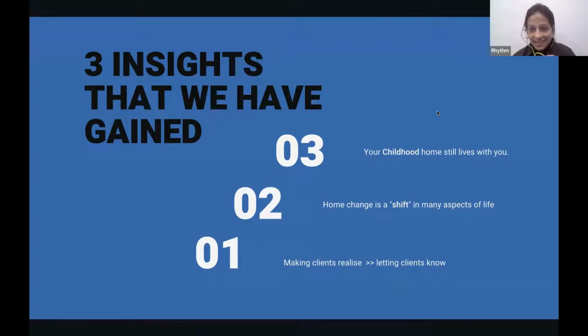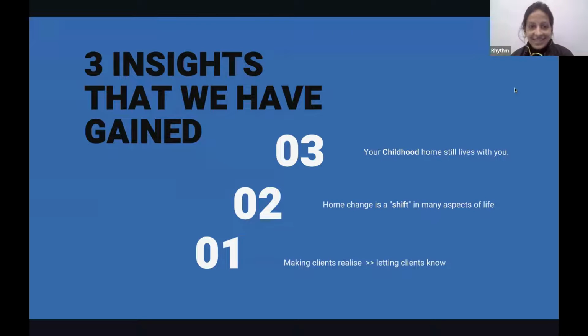Here are some of the insights that we gathered by having a series of three workshops, particularly with the sales and marketing team of Pride World City. One insight is that your childhood home still lives with you. The home that you grew up in would still affect your buying behavior right now. If you were living in a spacious bungalow in your childhood, it is going to affect your buying behavior even 30 years later.